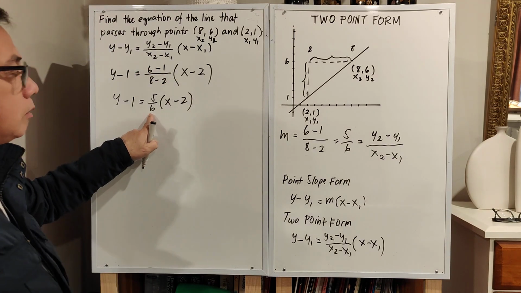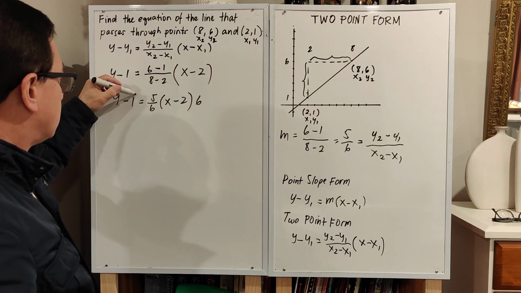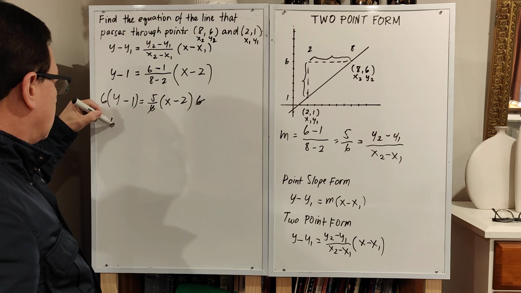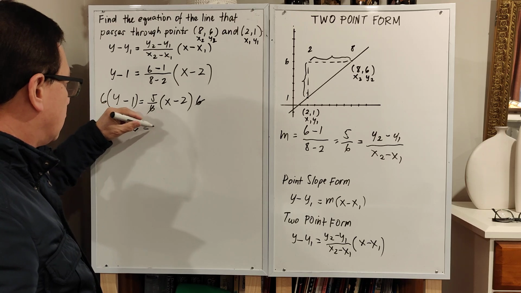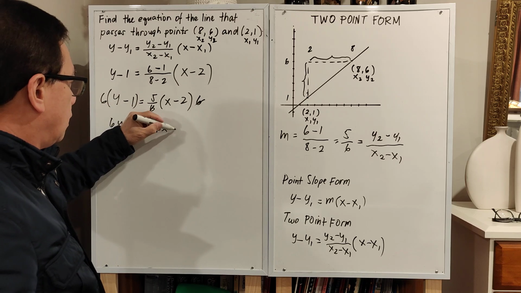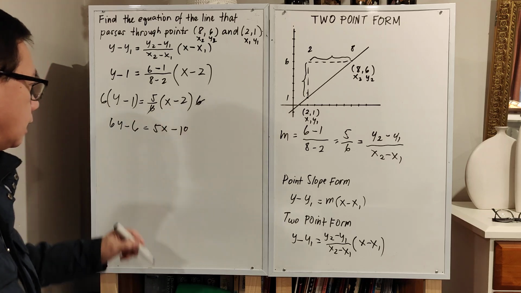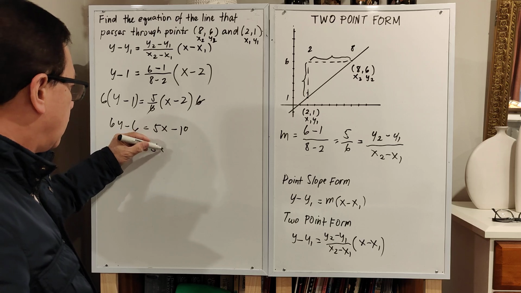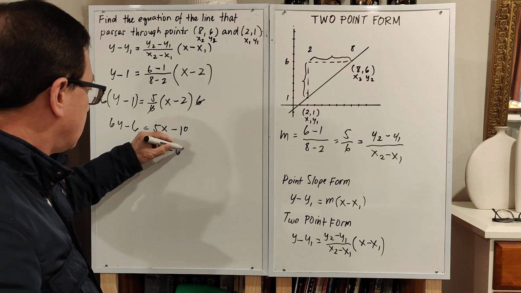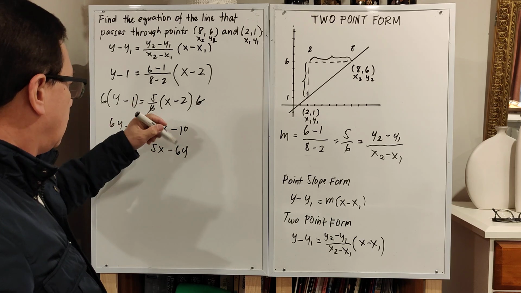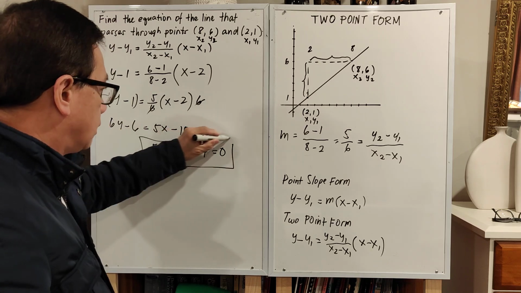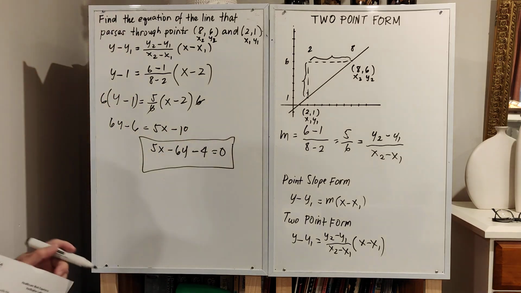So to remove the denominator, we multiply 6 on both sides. This cancels out. 6y minus 6 is equal to 5x minus 10. So transposing, we have 5x minus 6y minus 4 is equal to 0. So this is your equation, and that is the 2-point form.